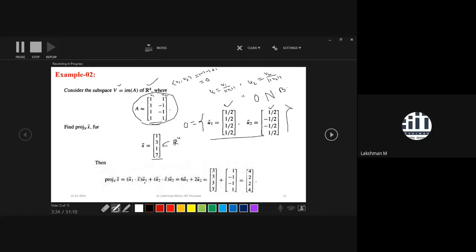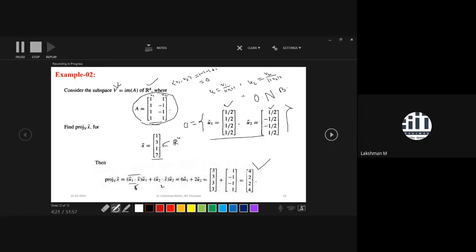It would be a linear combination of u1 and u2, and the coefficients would come from the dot product of x with u1 and the dot product of x with u2. So just do the dot product of x with u1. What would that be? Sorry, the dot product of x with u1 would be 6, and the dot product of x with u2 would be 2. So 6 times u1 plus 2 times u2. Finally, you are getting this, the projection of the given vector x with respect to this plane.